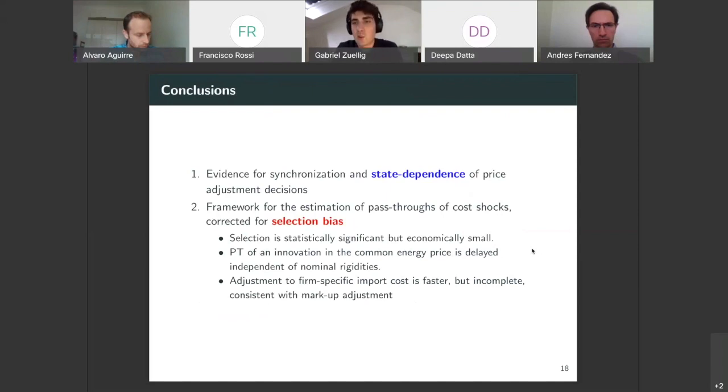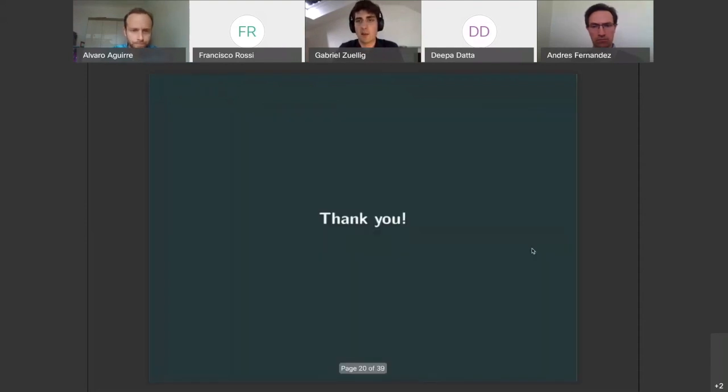And adjustment to a much more firm-specific shock to import cost is faster but incomplete, such that markups absorb a large part, especially in larger firms. This is it from my part, and now I'm handing over to the discussant.